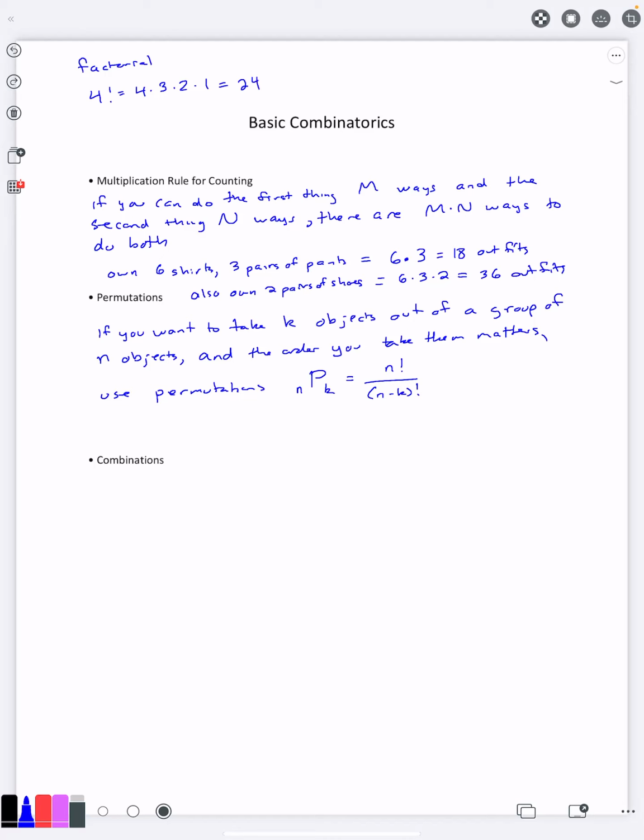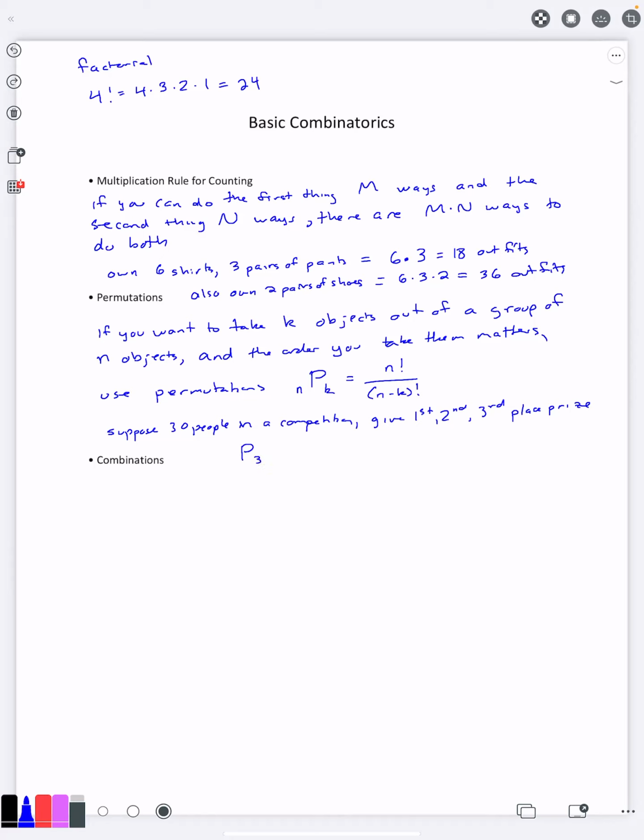Now, let's do this for example here. Let's suppose we have 30 people in a competition and we want to give a first, second, and third place prize for whatever competition it may be. And I want to say how many different ways could we give out those prizes?